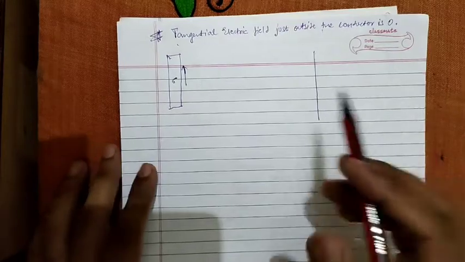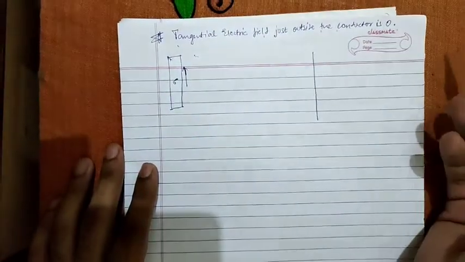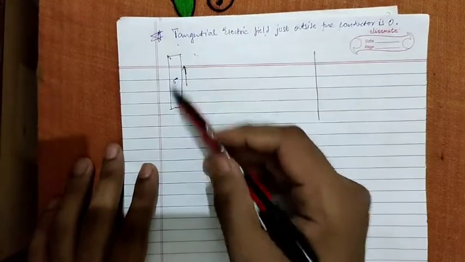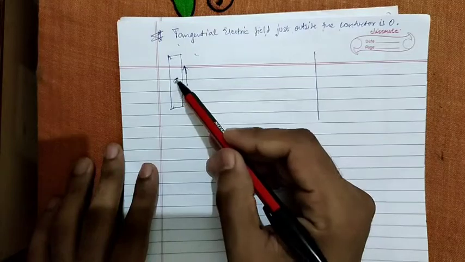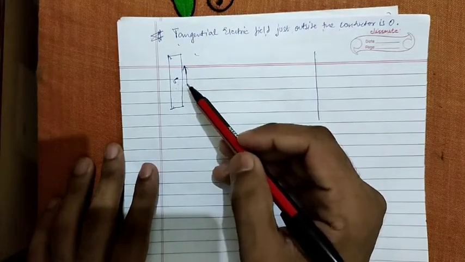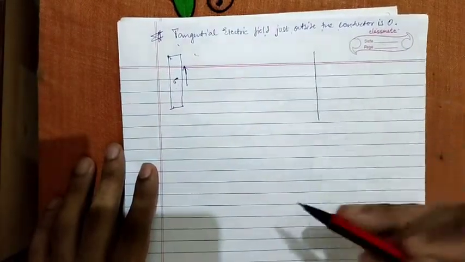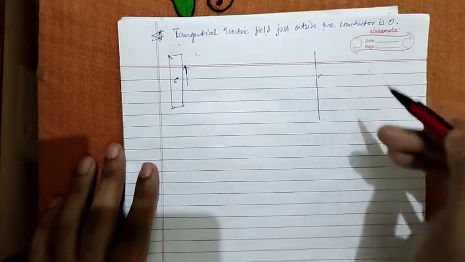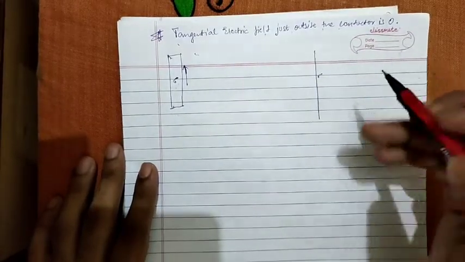Our today's question is: the tangential electric field just outside a conductor which has surface charge density sigma is zero. So we have to prove that, for a conductor which has surface charge density sigma, the tangential electric field just outside the conductor is zero. The way to prove this is to consider a very thin surface which has a surface charge density sigma, and we don't know how the charge distribution is.